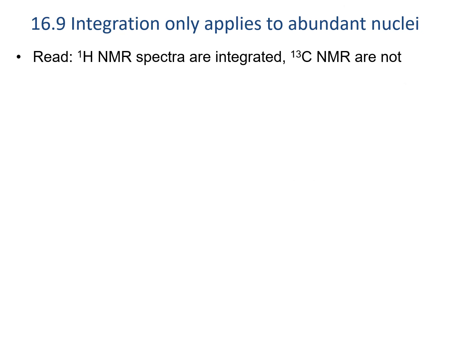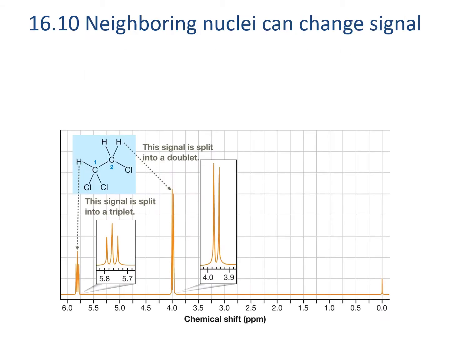Integration is an essential part of proton spectra, but the very small portion of carbons that are actually carbon-13 make it impossible to integrate. So we've mostly focused on proton NMR. A lot of what we've learned has applied to carbon-13 as well. In this case, it doesn't. We can't integrate carbon-13.